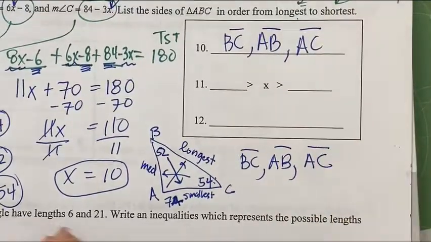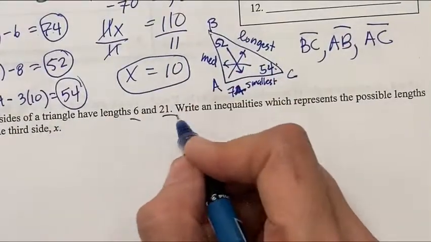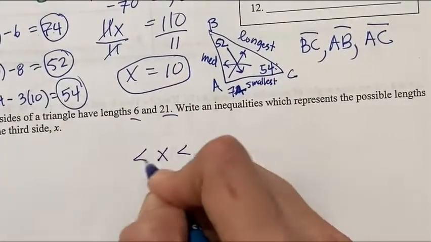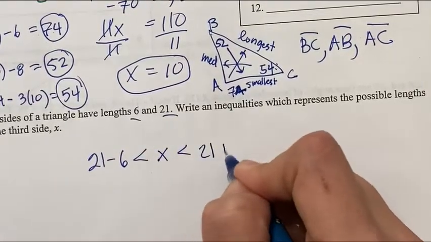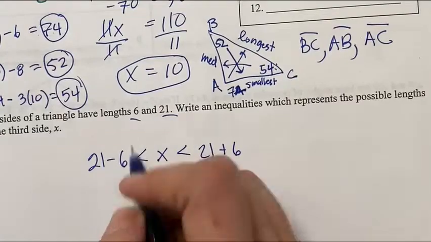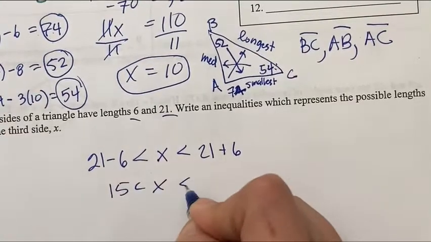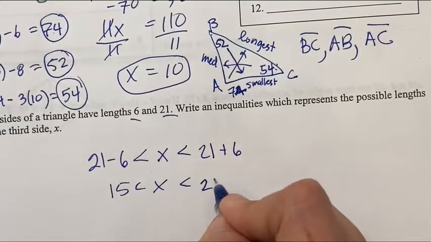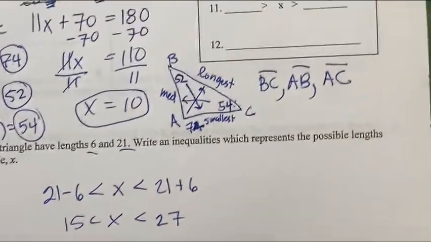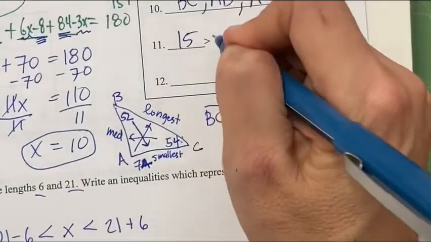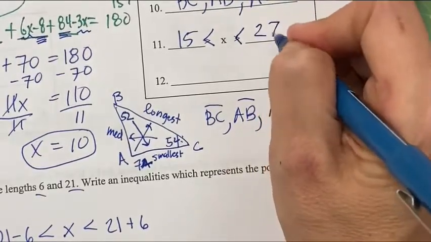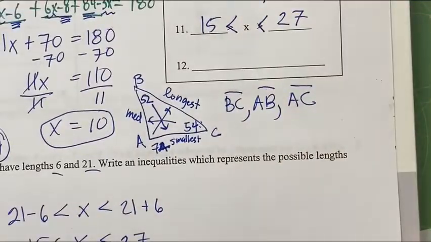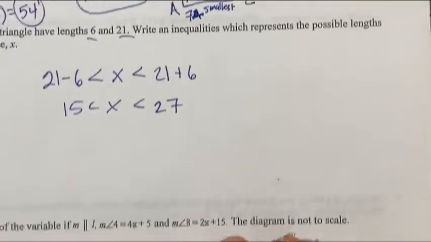Okay, now let's look at 11. We said the third side has to fit between if we subtracted the two sides and if we added the two sides. So if we subtract the two sides, we get 15. If we add the two sides, we get 27. So that would be all possible lengths is 15. I kind of probably put these symbols wrong, so if you want to fix those. 15 to 27. Last one, let's do it.